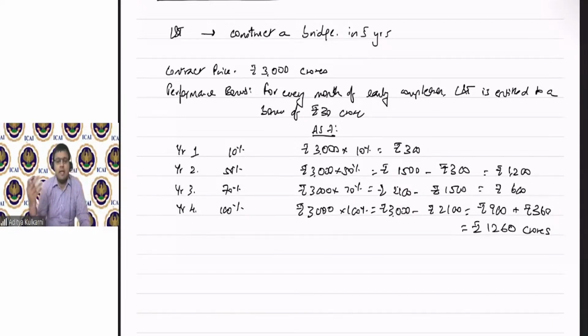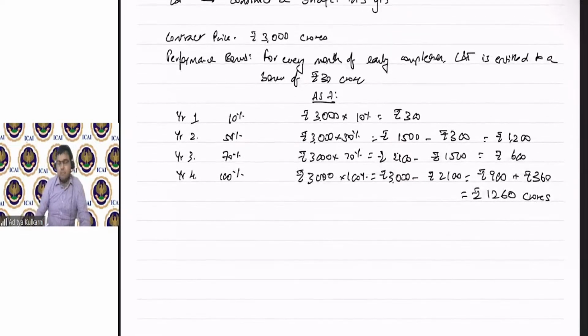So let us be a little proactive and try to assess at the inception itself whether I am going to complete this contract within a span of 5 years, 4 years, or 3 years. Make a realistic assessment of that, and once you make it, you proceed to recognize the revenue. Now let us suppose that L&T knew from the very beginning that it is going to finish this contract within 4 years. So let us recognize the revenue accordingly.